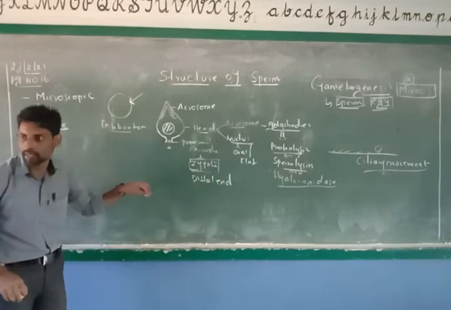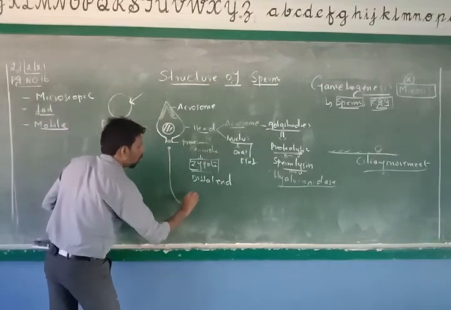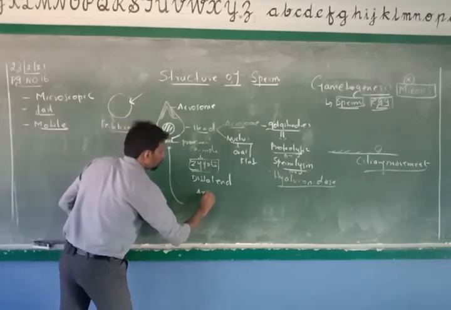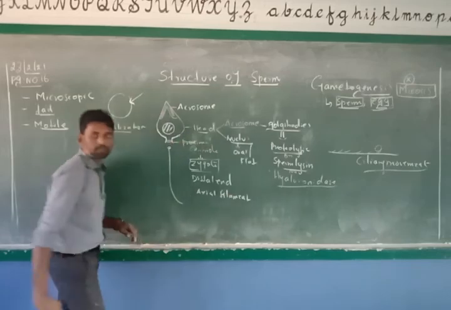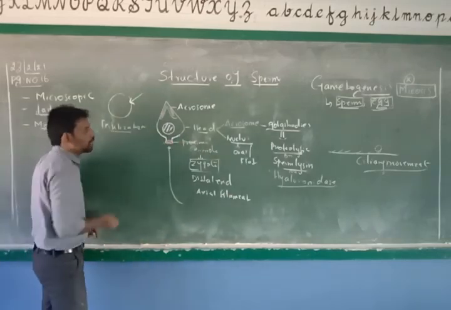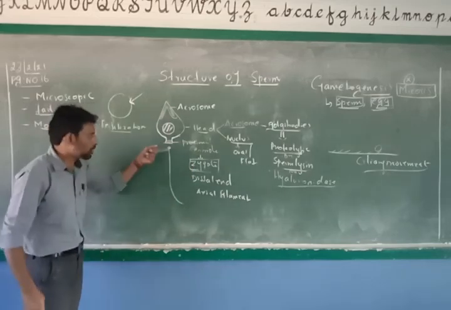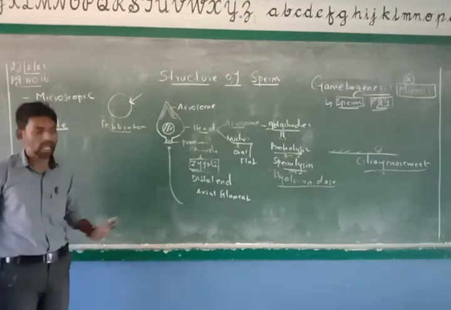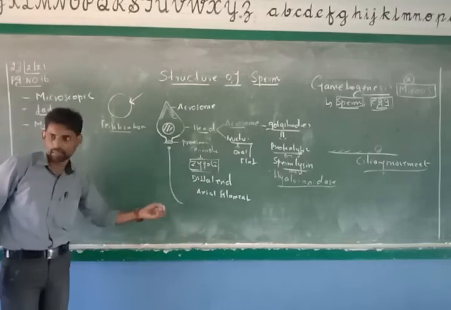Distal is the back side. This forms a region like this, called the axial filament. Understand? The centriole which is forward goes for division and forms the zygote. The centriole which is back forms the distal end, which forms an axial filament, the central filament.